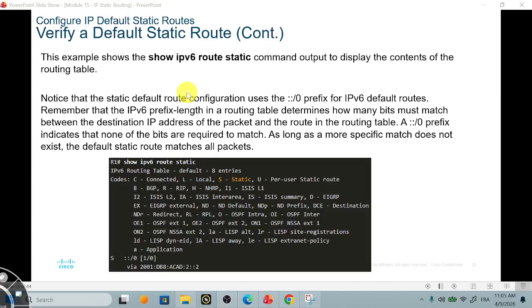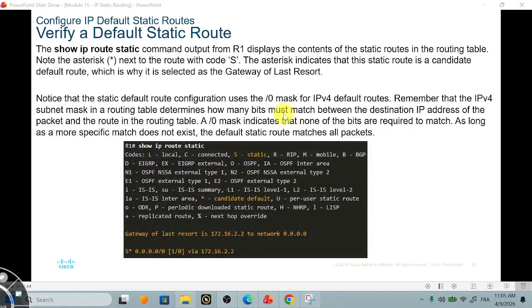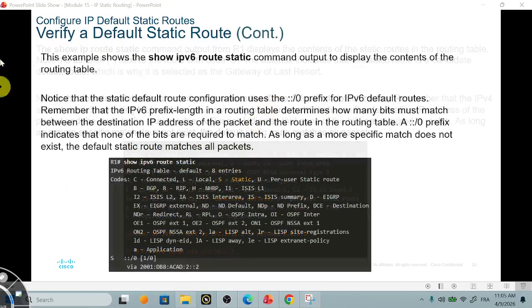For IPv6, it's the same. Instead of a /0 prefix, we add the same for the IP version 6. IPv6 uses the ::/0 prefix for the network.